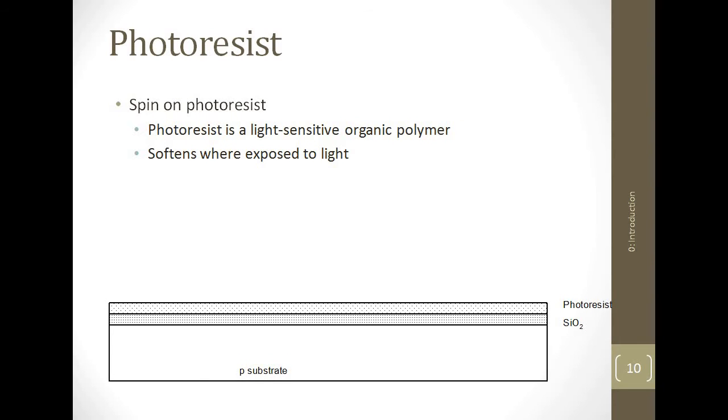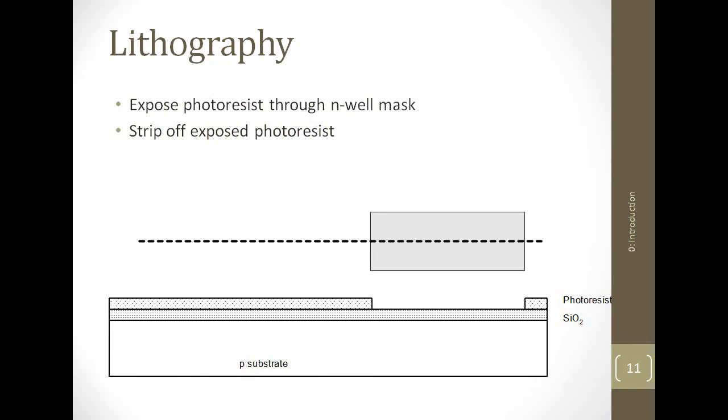Over which again we will place a photoresist layer. So spin on photoresist. Photoresist is a light sensitive organic polymer. It softens where exposed to light. So next step is the lithography. In the lithography, expose this photoresist through the N-well mask. So here you can see the N-well mask is shown. Then strip off the exposed photoresist.